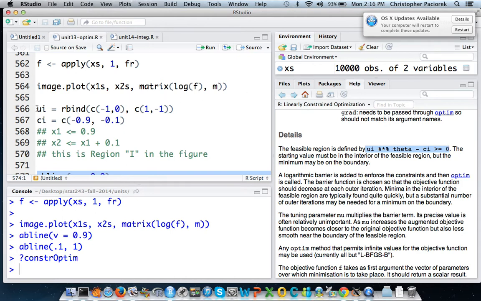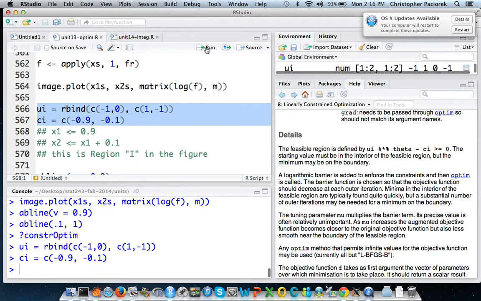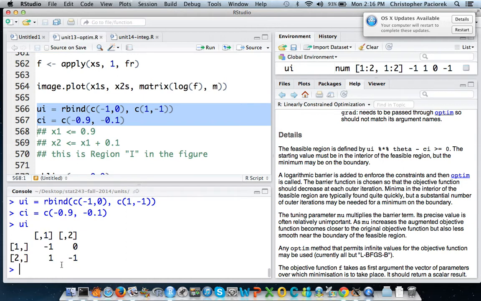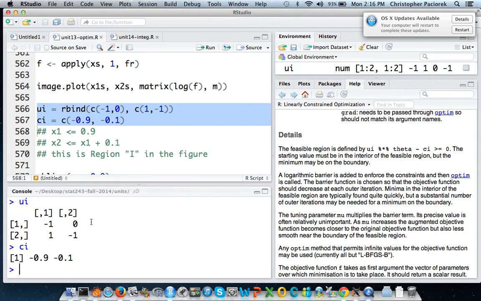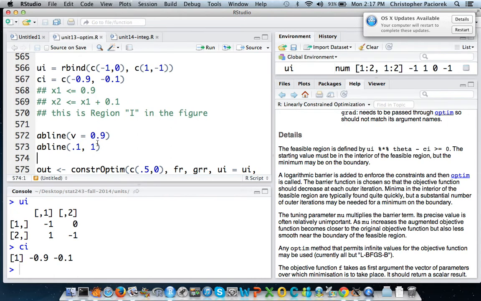And so eventually, after doing that little bit of algebra, I think when I first did this, I made enough mistakes to embarrass myself. But this is the UI-CI set. So this is the matrix and the vector UI-CI that corresponds to these two constraints here. The x1 is less than or equal to 0.9, and the x2 is less than or equal to x1 plus 0.1. And if you just work through the basic algebra, you'll see that that does indeed correspond to that set of constraints. But you have to work it out and make sure it's in the form that the function is expecting. Okay, so questions so far?